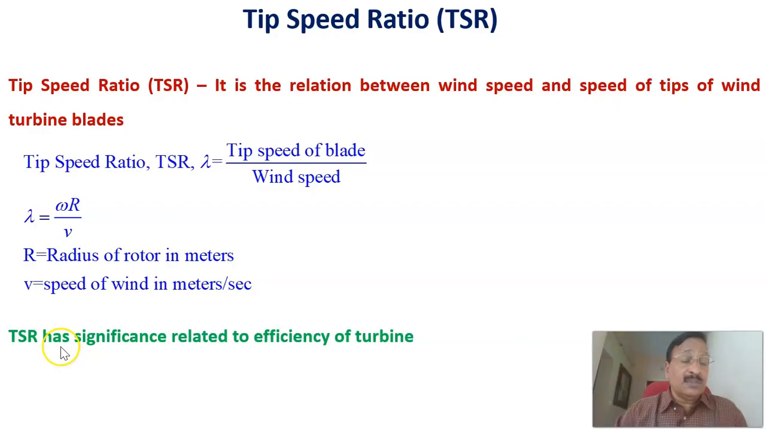And tip speed ratio, TSR, has a significance related to the efficiency of the turbine. The efficiency of the turbine is affected by the TSR, which is equal to the tip speed of the blade divided by the wind speed, that is omega r divided by v.